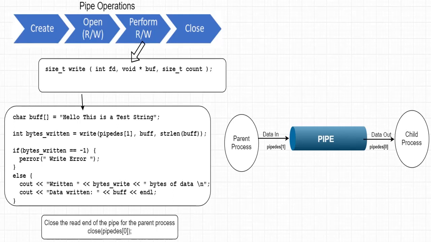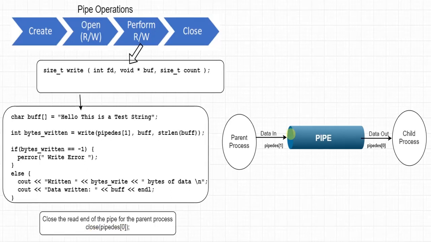Now, as soon as the pipe is created using the pipe system call, the next operations that we perform are the read and write operations. Considering our example wherein the parent process writes the data into the pipe and the child process reads the data from the pipe, in case of the parent process, we just write the data. That is where we close the read end of the pipe. So we pass the read end of the pipe, that is pipe descriptor 0, to the close system call. Once the read end of the pipe is closed, we use the write end of the pipe for writing the data.